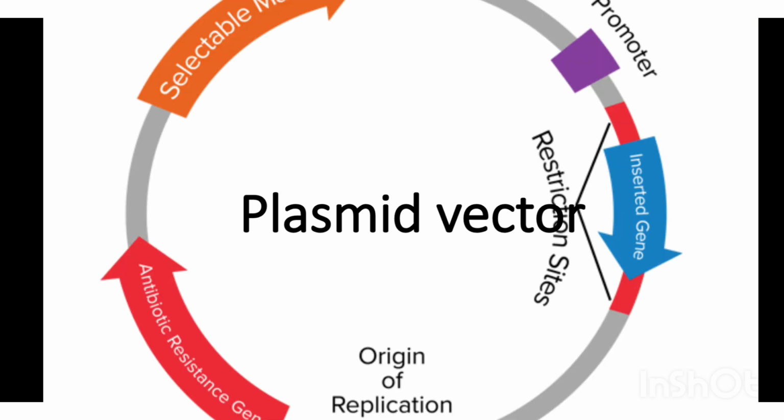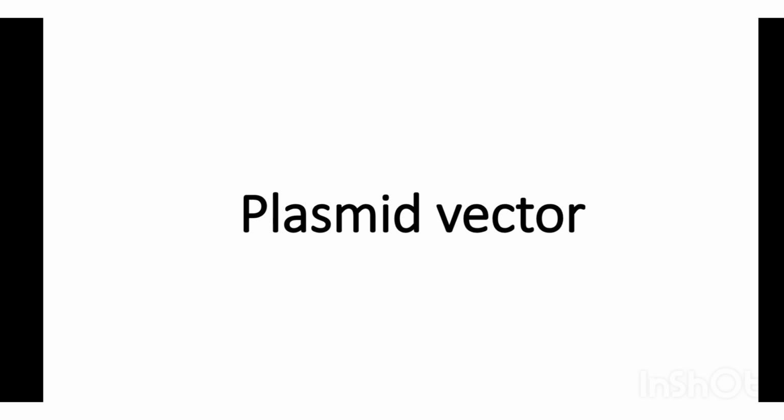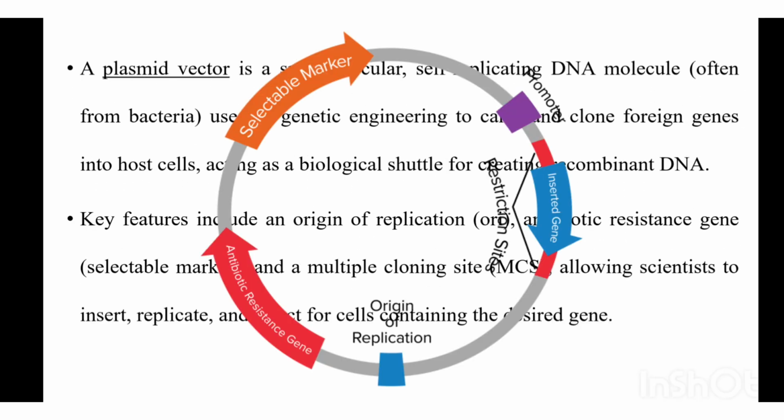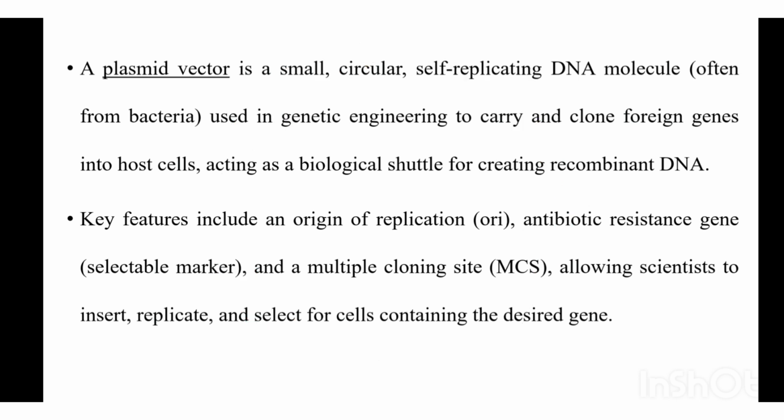So in this video we will discuss about plasmid vector. In my previous video I have discussed about different types of vectors which are used frequently in recombinant DNA technology and biotechnology. So today specifically we will discuss about plasmid vector. So what is plasmid vector? It is a small, circular, self-replicating DNA molecule.